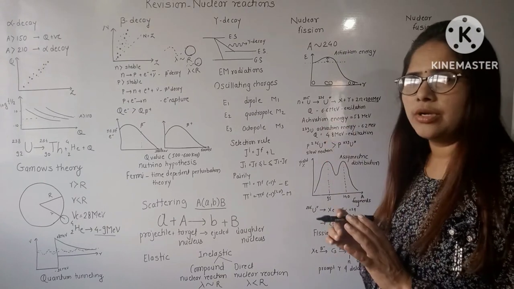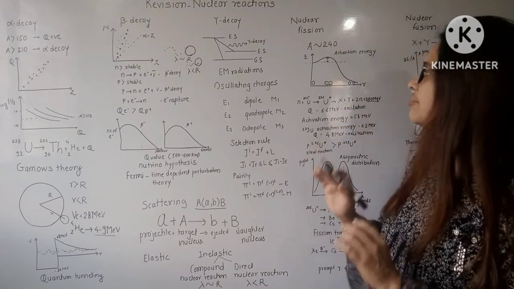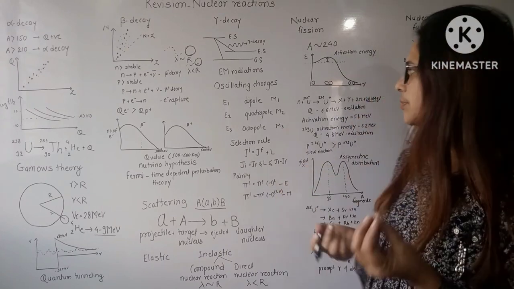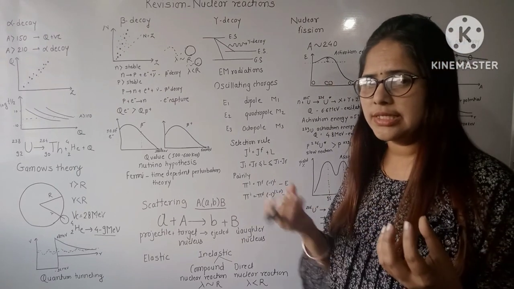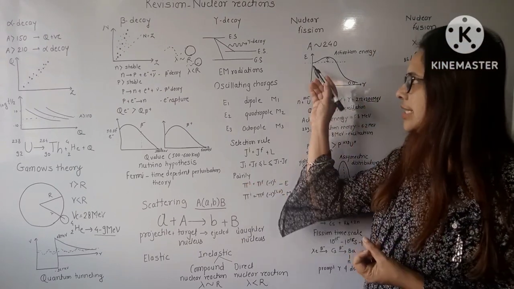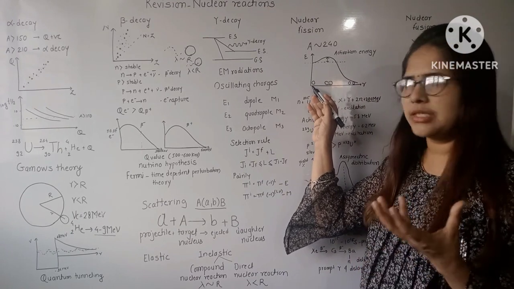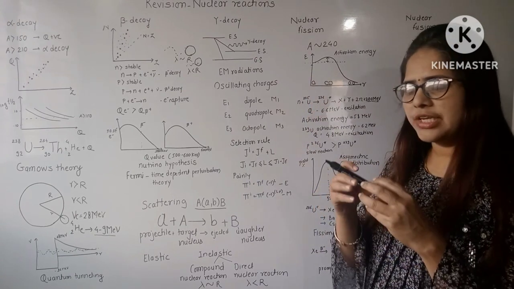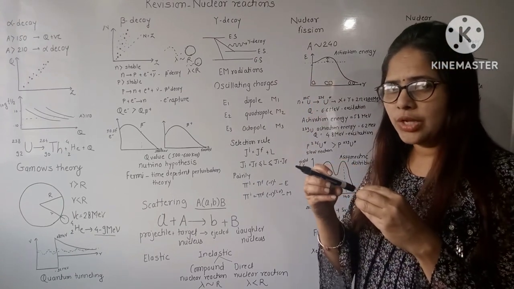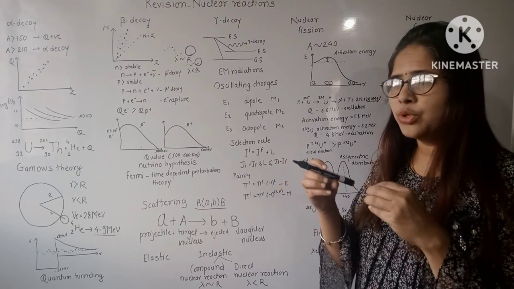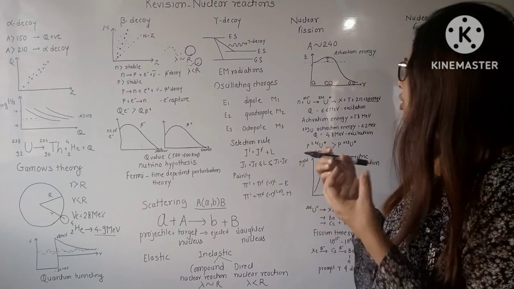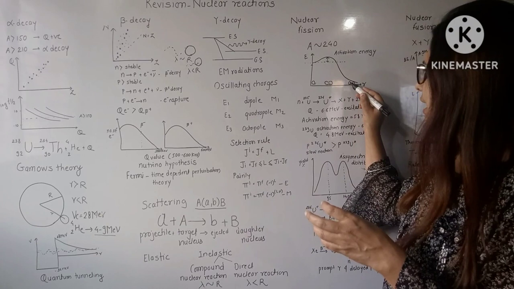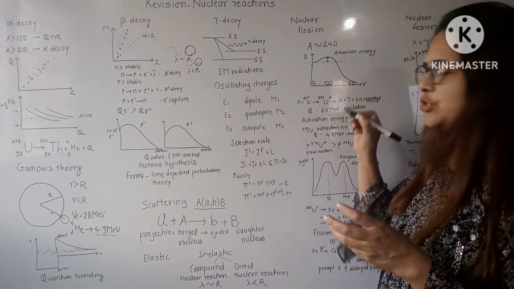Here this nuclear fission reaction can be explained by the liquid drop model. Suppose you consider the nucleus just like a liquid drop, and it has some rest mass energy E. Now if this liquid drop deforms into two smaller droplets, what happens to the energy? The energy will decrease definitely. The energy is shown to be decreasing for these two particles.